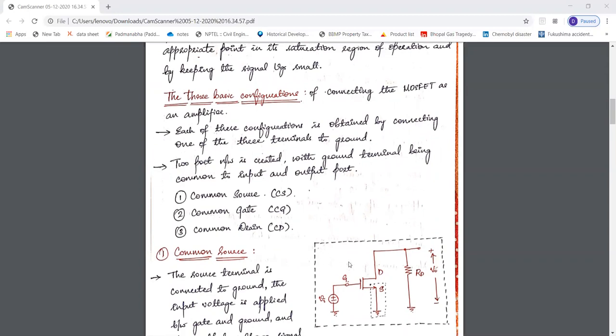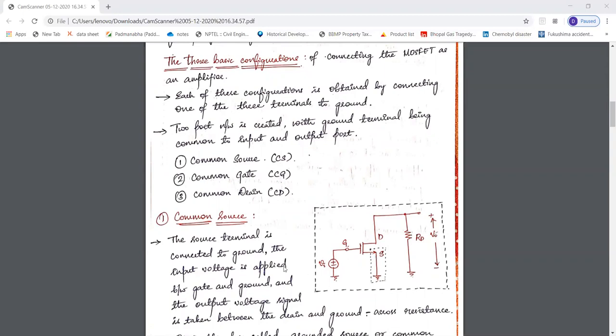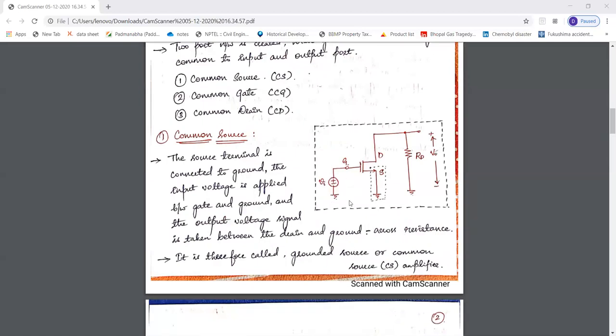Any MOSFET will have these three terminals, that is gate, drain, and source. Okay. So the common source configuration is obtained by connecting the source terminal of the MOSFET to the ground. As you can see here, I have marked it with the dotted line for you to identify and understand easily. So when it is connected to ground, a two-port network is created. You can see here, this is the input port and this is the output port. This ground terminal is common to both the input port as well as the output port. In the common source configuration, the input voltage is applied between the gate and the ground, and the output voltage is obtained between the drain and the ground across the resistance RD that is connected. It is also called a grounded source or common source amplifier.